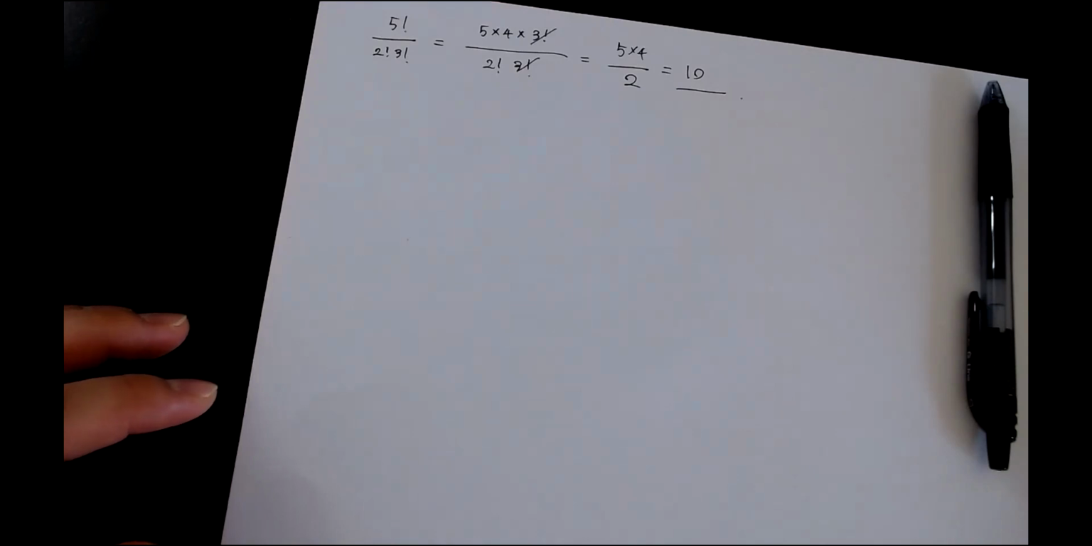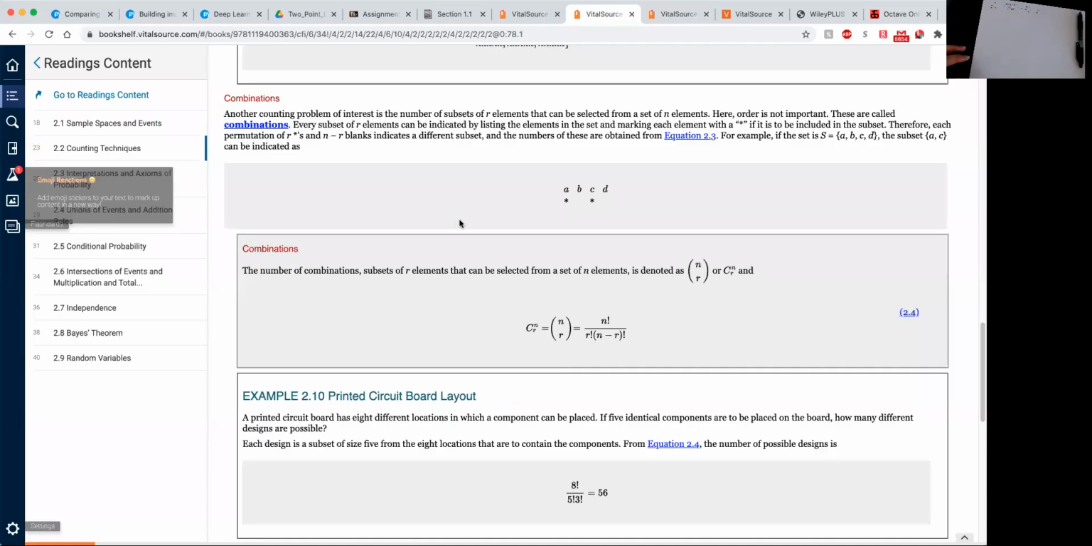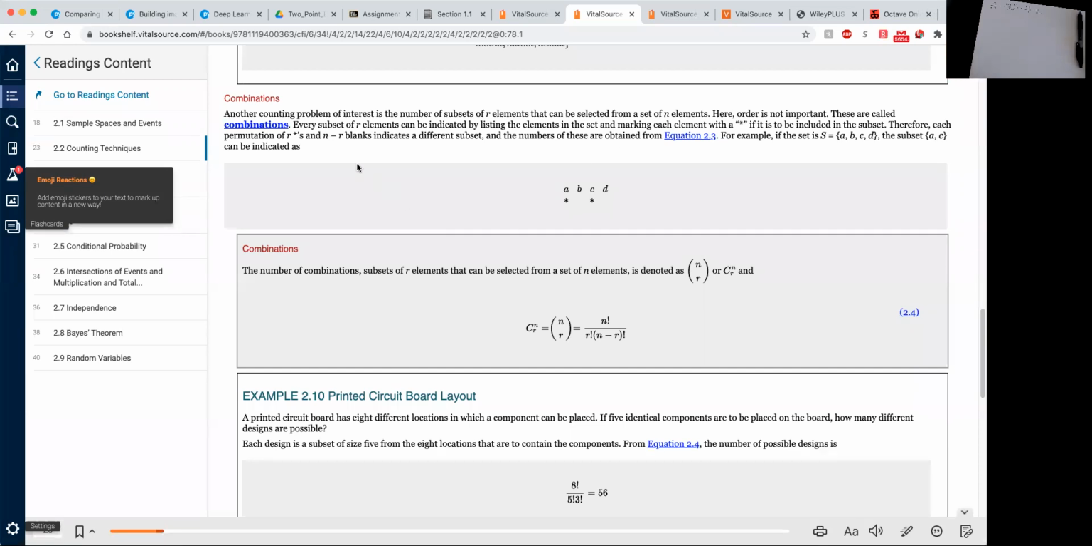Now is the combination. Another counting problem of interest is the number of subsets of r elements that can be selected from a set of n elements. So here, order is not important. These are called combinations.